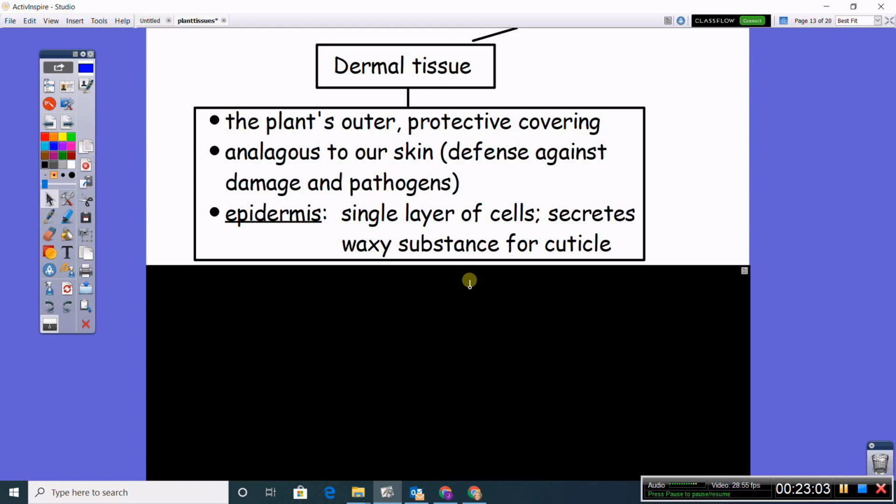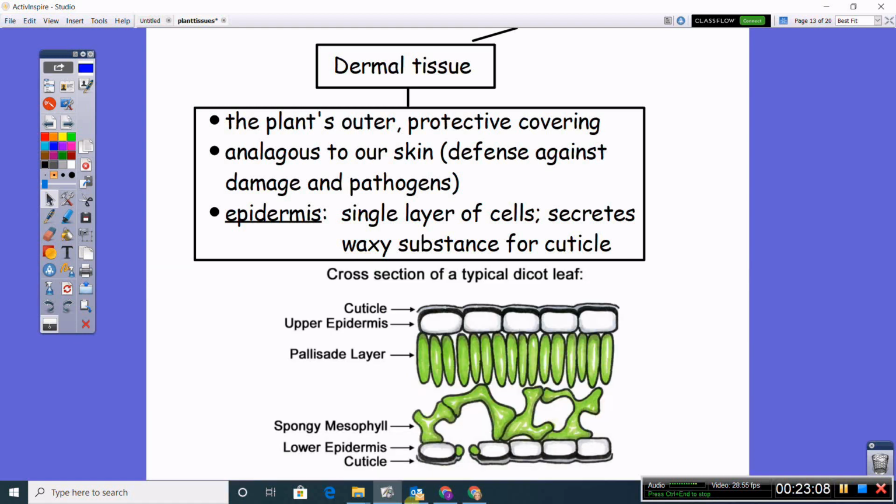And cells of the epidermis are what actually secrete the waxy substance for the cuticle. And remember that that cuticle is going to help prevent against water loss. So when you look at this, here's your upper epidermis, let's say if this is a leaf. This would be your lower epidermis. This is your palisade parenchyma. This is your spongy parenchyma, or you can call it spongy mesophyll. And then the cuticle is going to be outside of that epidermis, okay, because it's these epidermal cells that are secreting that waxy substance for the cuticle. And so there's your cuticle down here as well.